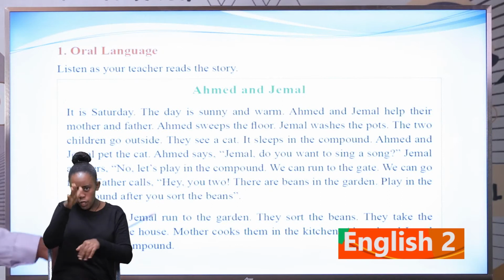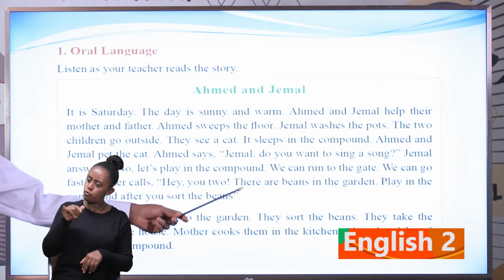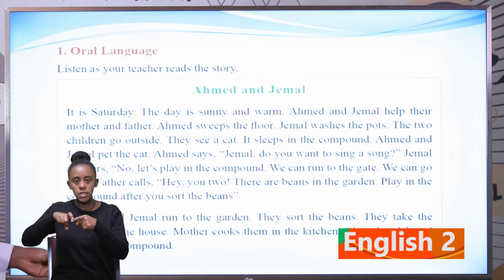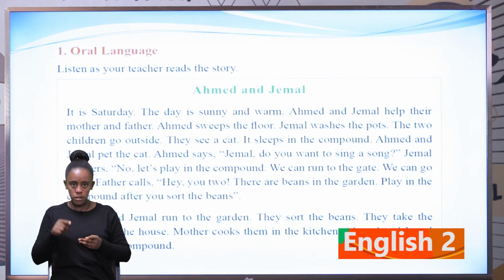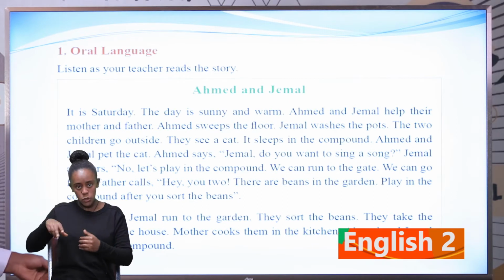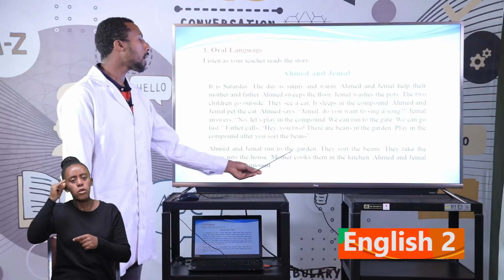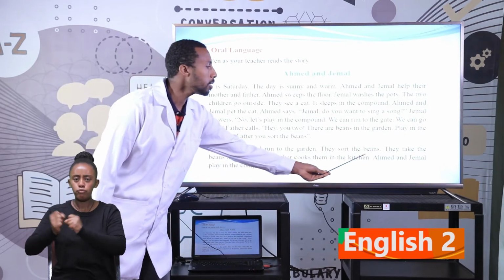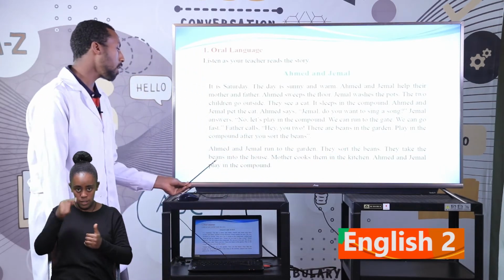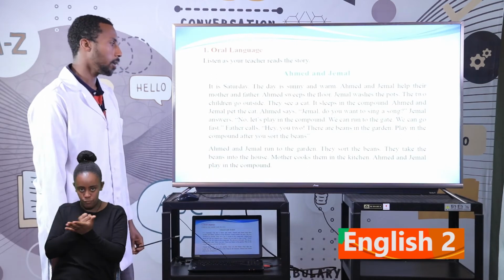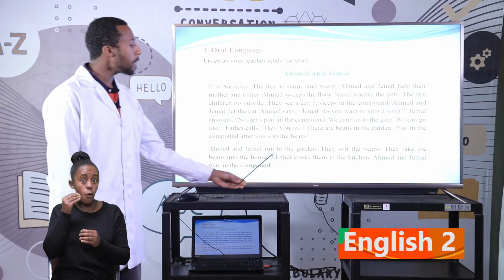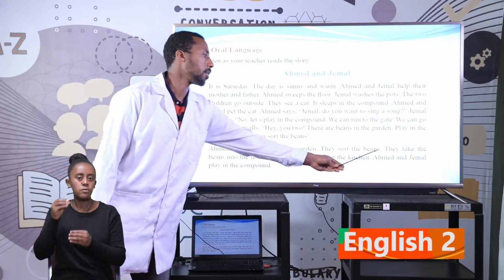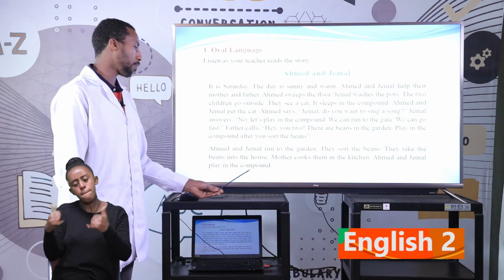Father calls, hey, you two. There are beans in the garden. Play in the compound after you sort the beans. Ahmed and Jamal ran to the garden. They sort the beans. They take the beans into the house. Mother cooks them in the kitchen. Ahmed and Jamal play in the compound.